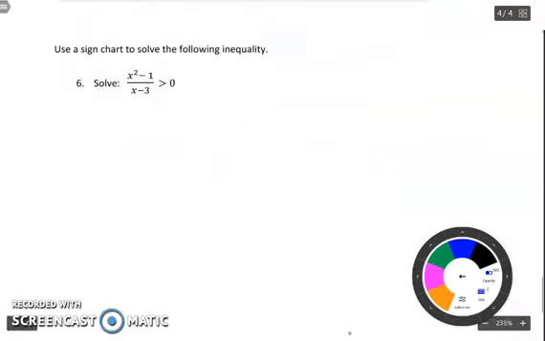So again, we're being asked to use a sign chart to solve an inequality. This inequality is already set to 0, so that part's nice. Remember how we talked about setting the inequality to 0 is going to help us think about positive values versus negative values, because if a function is continuous, the only way you can go from positive values to negative values is to pass through 0, to pass through that x-axis, unless there's a jump in the graph, right?